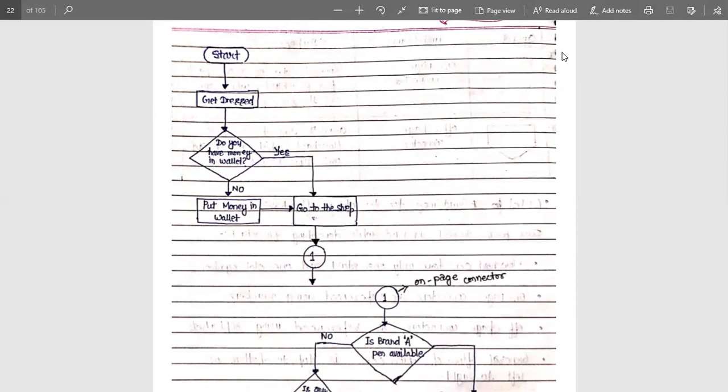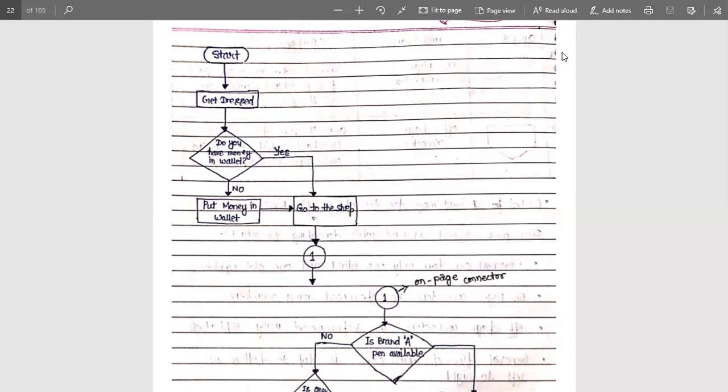But if he doesn't have money in the wallet, then he has to put money in the wallet. So in the no scenario, put money in the wallet, and in the yes scenario, go to the show. Once the whole process is discussed, the next step is moving. That means first it is shown going to the next page, where you can do whatever you want further.